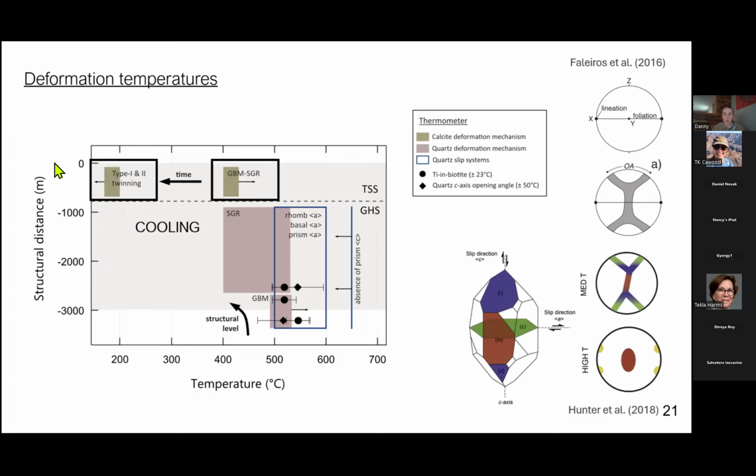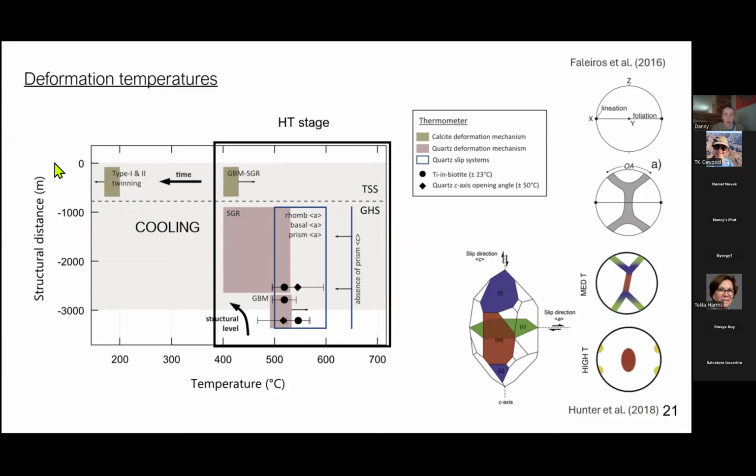So overall, these temperature estimates highlight two stages of ductile deformation throughout the shear zone. A higher temperature stage, which affects both the Greater Himalayan sequence and the Tethyan sedimentary sequence, which would be followed in time by a lower temperature stage, which only affects the Tethyan sedimentary sequence.